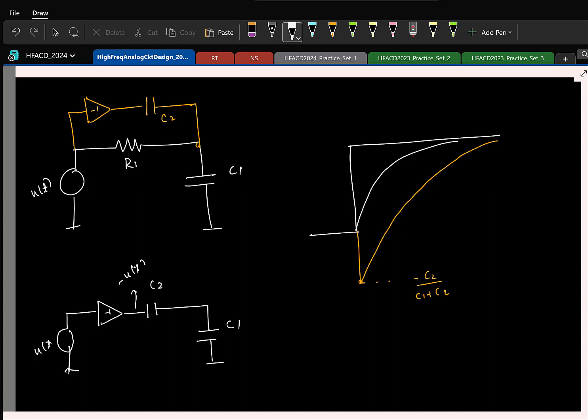So RHP 0 will cause the output to jump instantaneously, but that jump will happen in the opposite direction to where you want your final output to reach. That's how it introduces more delay. So you can actually show that if you have n 0, at t equal to 0 plus, you will have this kind of a jump. And if it's an LHP 0, it will jump in the right direction. If it's an RHP 0, it will jump in the opposite direction. Okay. So if you have a step input, you will have this kind of jumps.